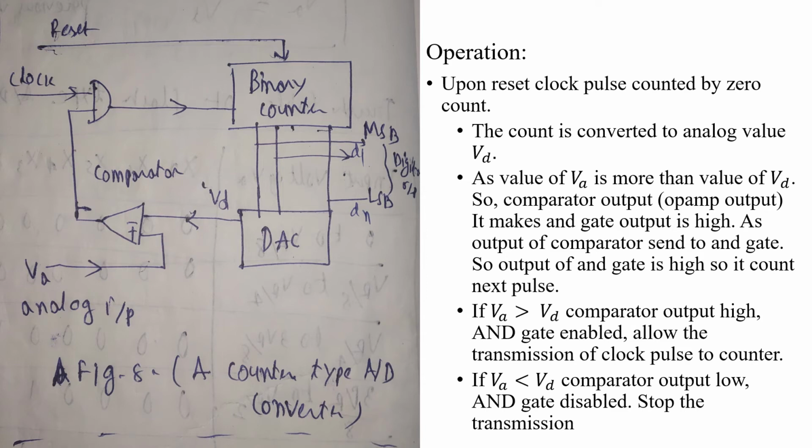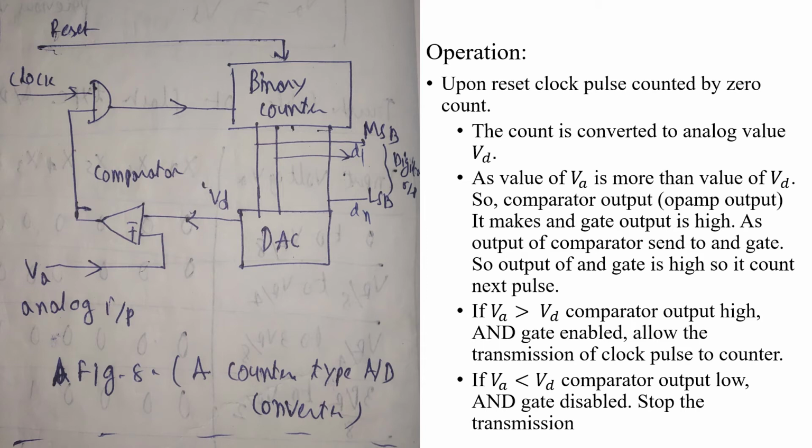Now when we press the reset, it resets and starts from 0. This 0 means our LSB, and all bits from Dn minus 1 up to 1 will be 0, 0, 0. So here the analog value will be 0, 0, 0, 0, 0, and this analog value is given to the negative input terminal of the comparator.